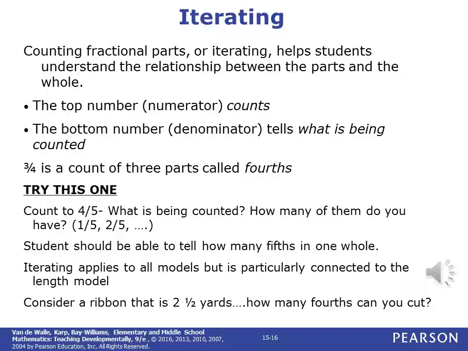Iterating applies to all models, but it can be particularly connected to length models. So for instance, you could give students a piece of string that is 2.5 feet long, and you could say, how many fourths could we break this up into? And the students would have to visually realize that they could break that up into 10 different fourths, and they could count by fourths to get to the 2.5.